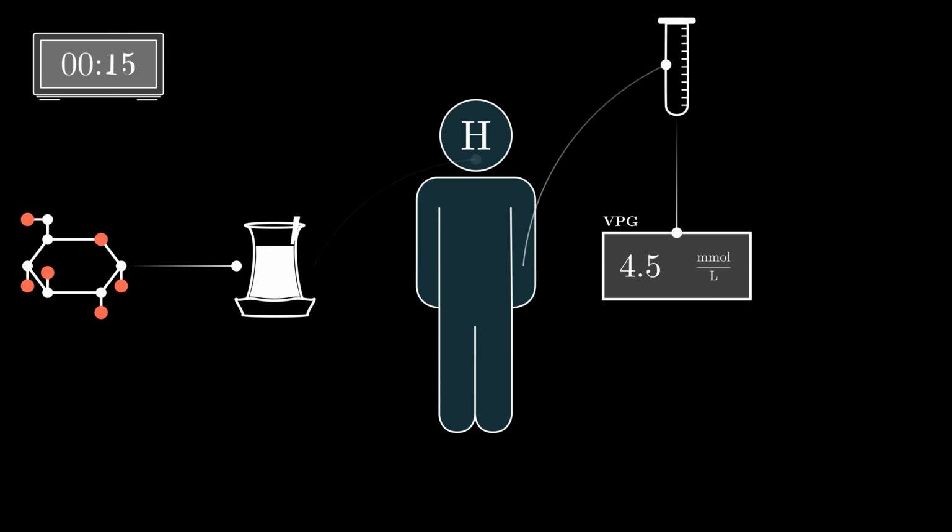15 minutes later, we take another blood sample to measure the venous plasma glucose concentration. We repeat this measurement every 15 minutes over the next 3 hours, during which H continues to fast.